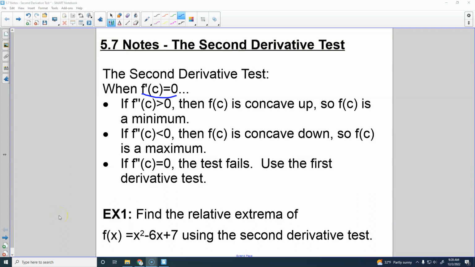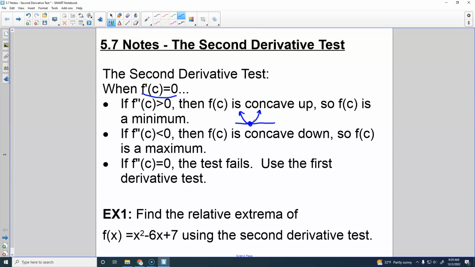Okay, so second derivative test. When the first derivative equals 0, that tells us we have a horizontal tangent, right? So at a horizontal tangent, if we know that the second derivative is greater than 0, that tells us that the function is concave up. If the function is concave up there, and we have a horizontal tangent, we would know that we have a relative minimum at that point.